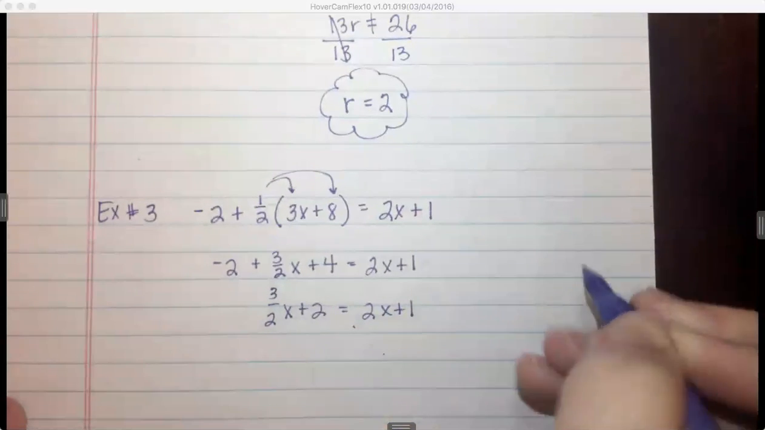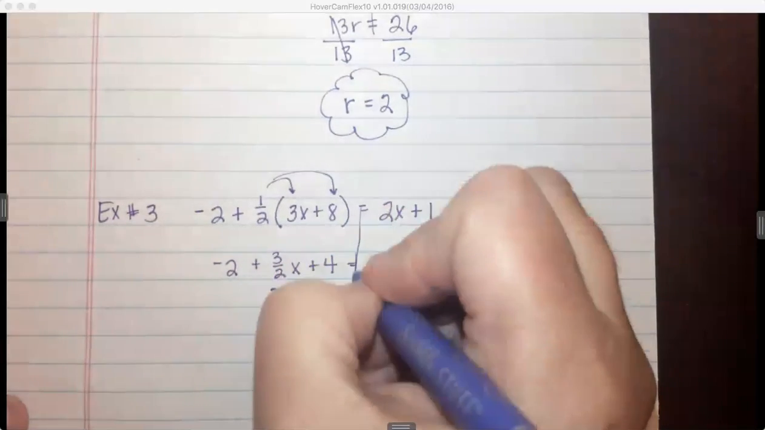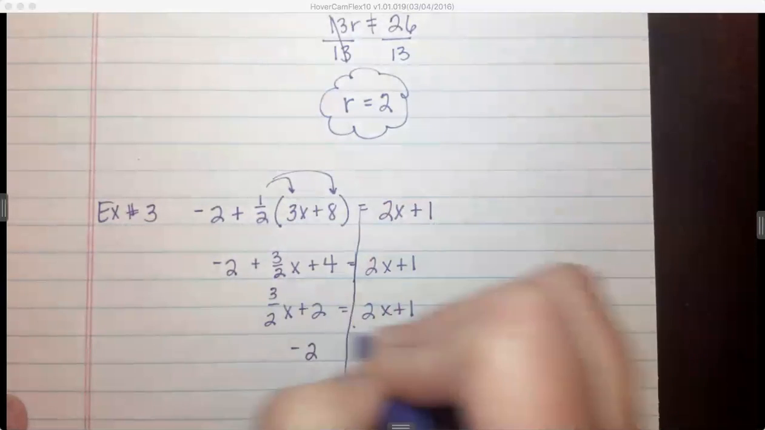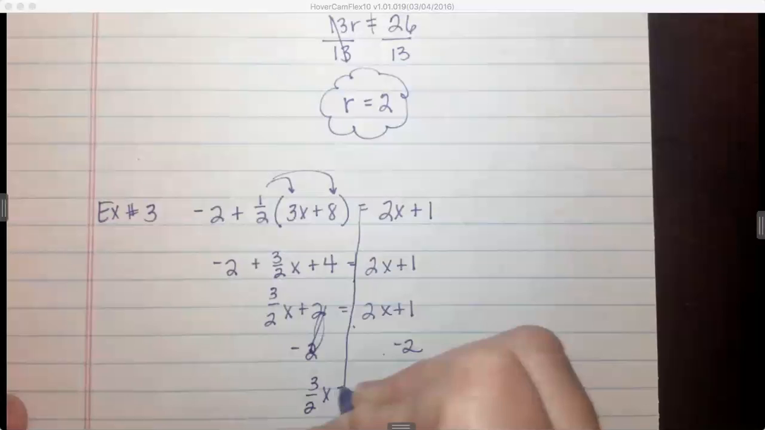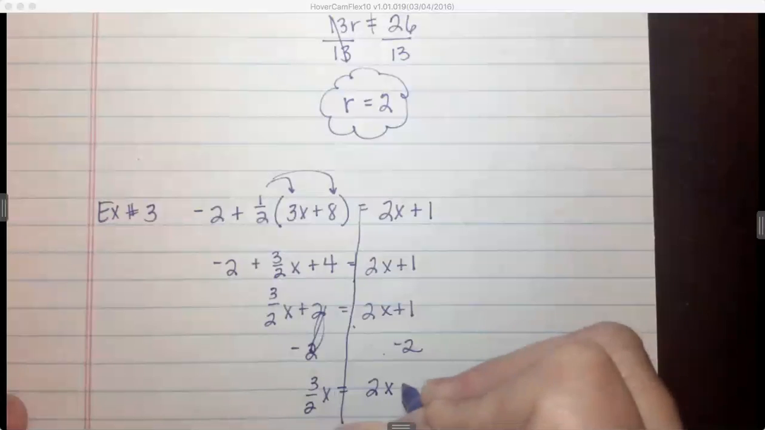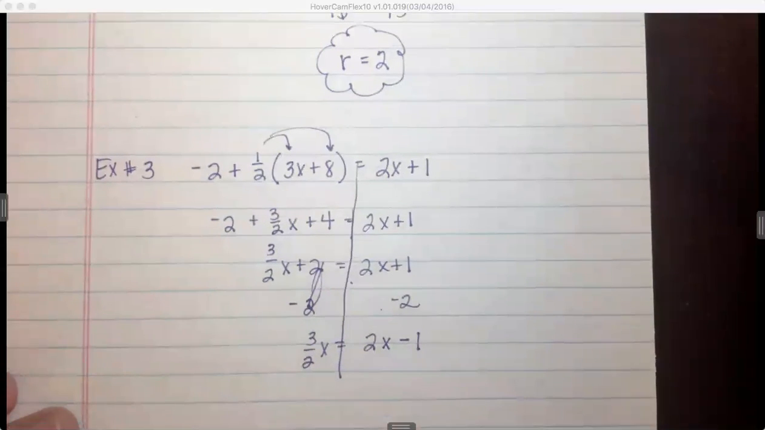And now I'm going to subtract the 2. I should have drawn my line, excuse me. So that's 0. I get 3/2 x equals 2x minus 1. Now, it was not prudent for me to clear the fraction before. I could technically clear it now.